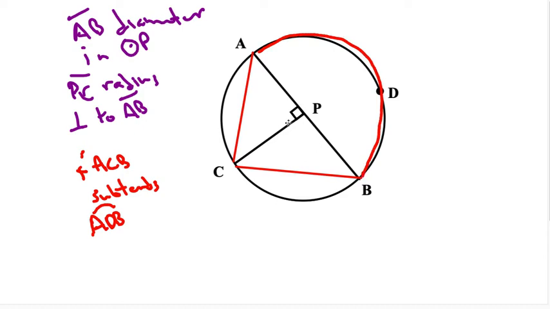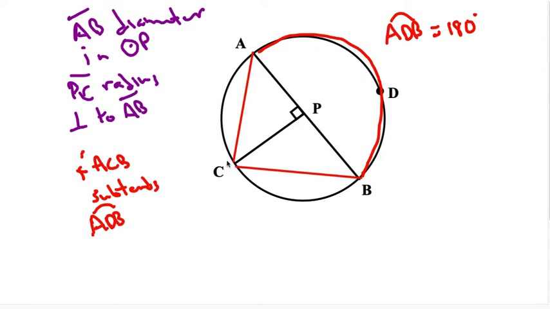Now looking at this and knowing that AB is a diameter, that means that arc ADB, big difference, right? Start and end, and then that point in between. So ADB, and of course that's a major arc. Why? Because it's equal to 180 degrees, because it ends up being half the circle.